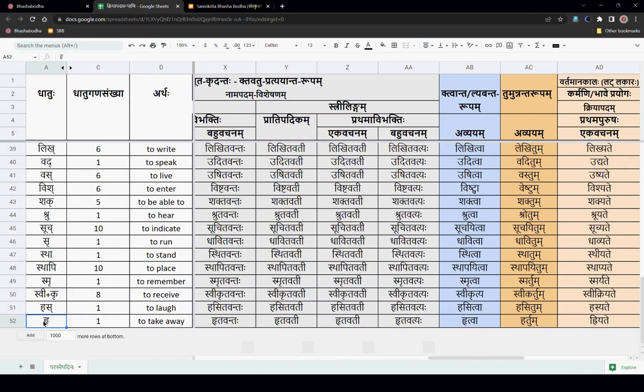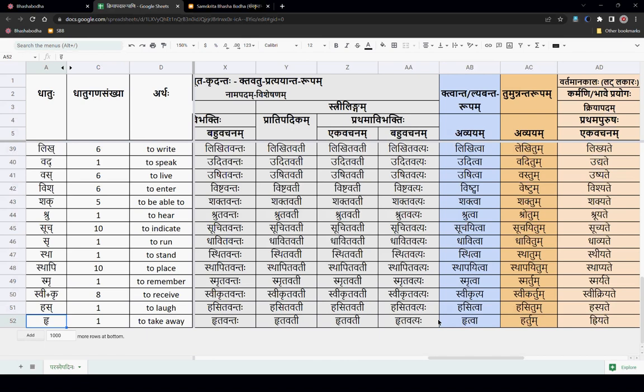Hru is very famous for these examples quoted with upasargas. So, Hru, harati in Vartamana Kala. You all know what harati means. Taking away. Take away, take.